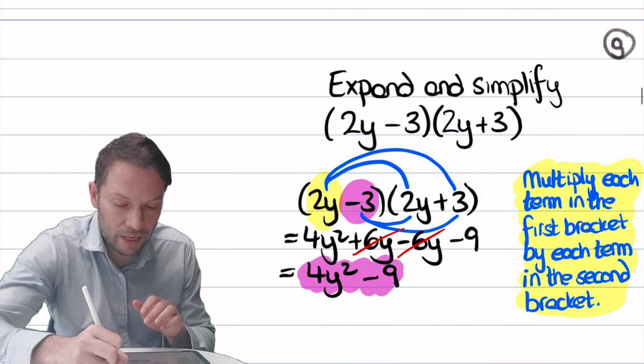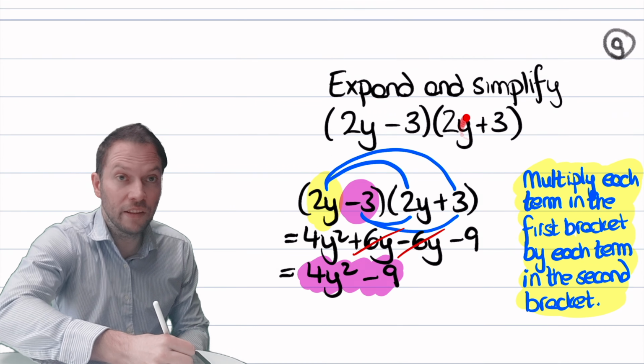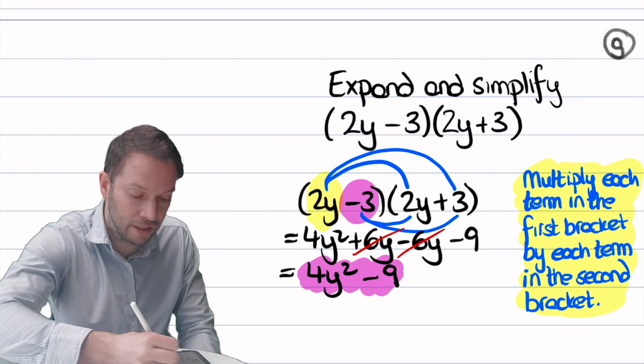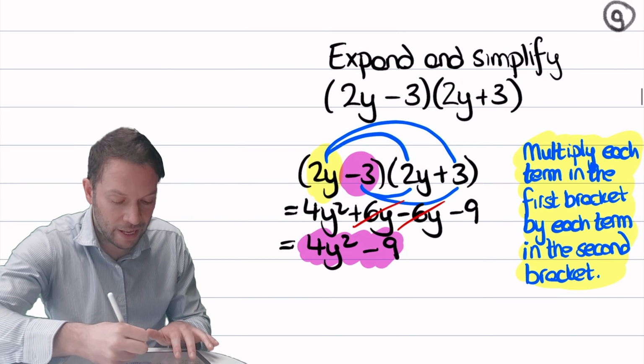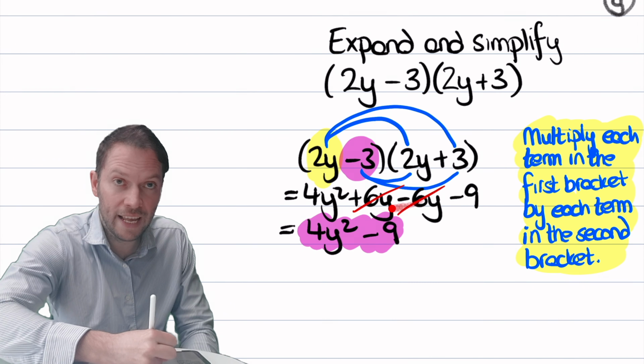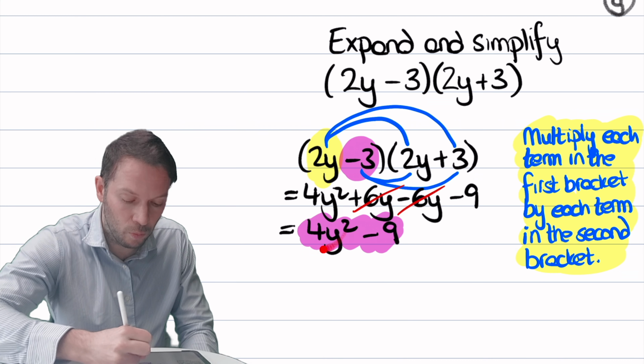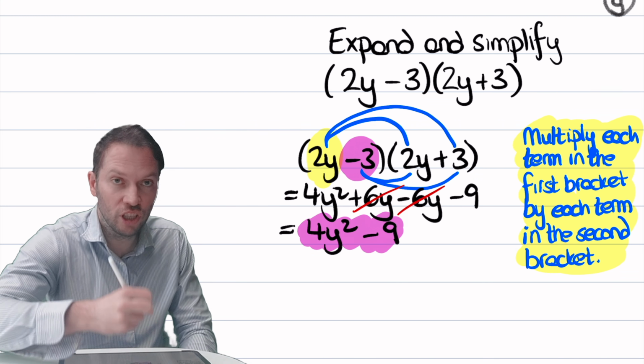So basically, when you have two brackets like this, they're the same except you've got the minus here and the plus here, then you'll find that the middle term is going to cancel. There won't be any y term here. You just get a y squared term and you just get the constant term.